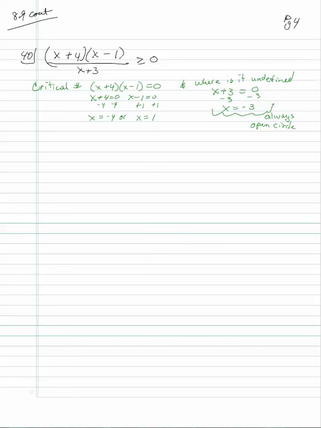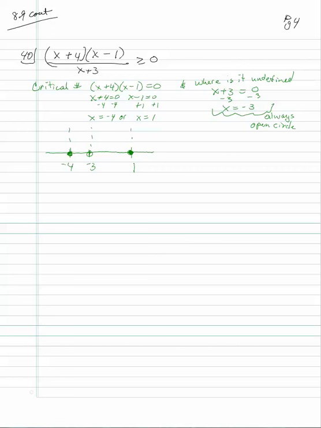Okay, so we make our number line, and this is greater than or equal to, so the equal to parts are solid. We got 1 way over here, solid dot, that's equal to, and then negative 3, that's going to be an open circle because it's undefined there, so you can never be equal to if it's undefined. So that's what I'm saying, it's always an open circle.